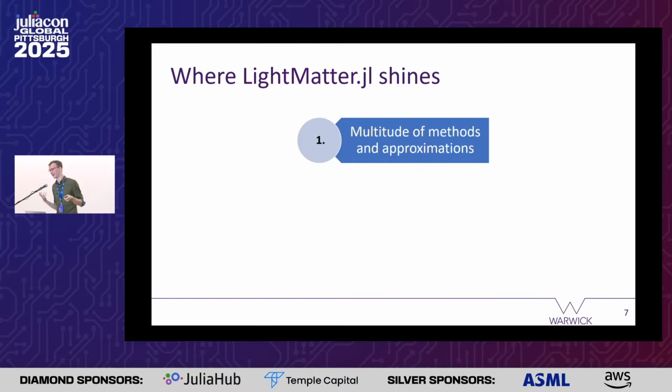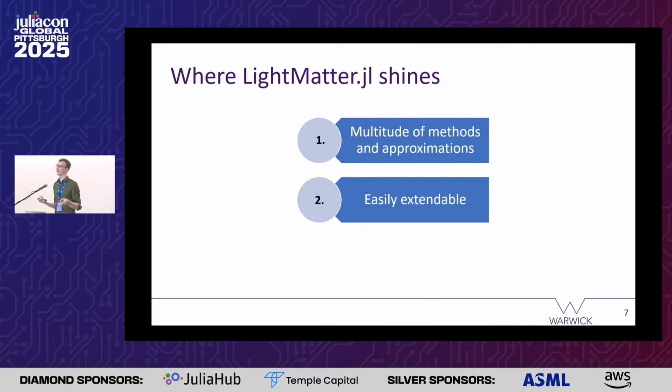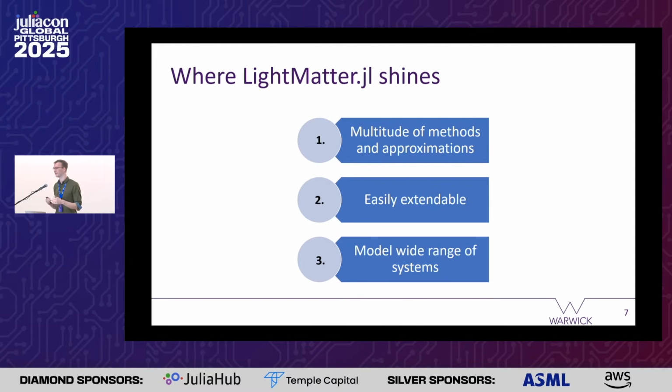What LightMatter.jl tries to do is offer you a multitude of methods and approximations within these methods that allow you to design the exact simulation you want to perform. We make no decisions for you, you get everything you would like. As part of this, we want it to be easily extendable, so that if you have any new techniques or methodologies of interest, you can easily plug and play them in and start to mess around with it. Again, we really don't want to limit what you can do. And finally, we want it to be extendable enough that it can model a wide range of systems of varying complexities, including surfaces, alloys, whatever it might be.